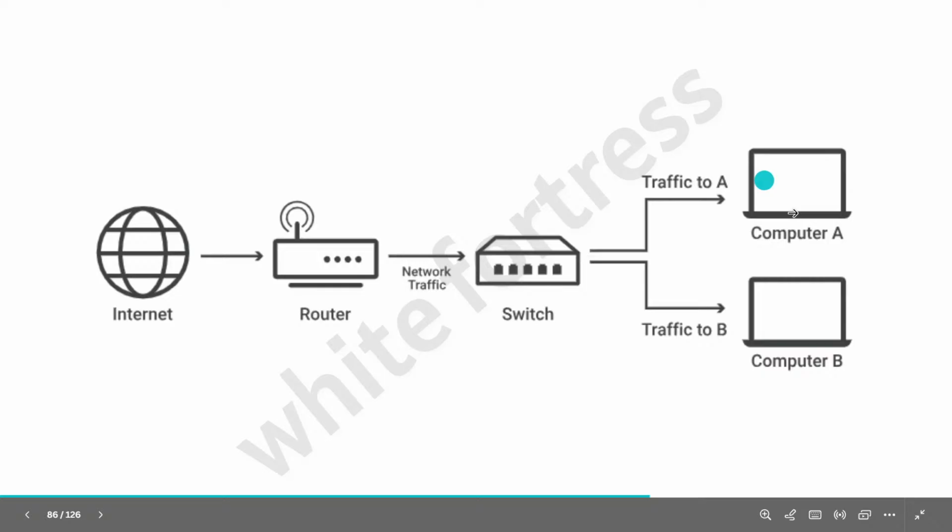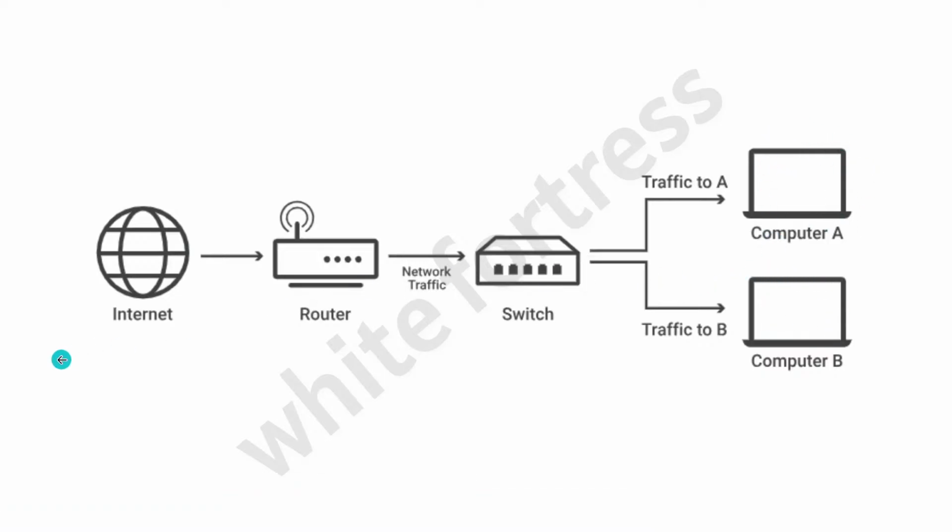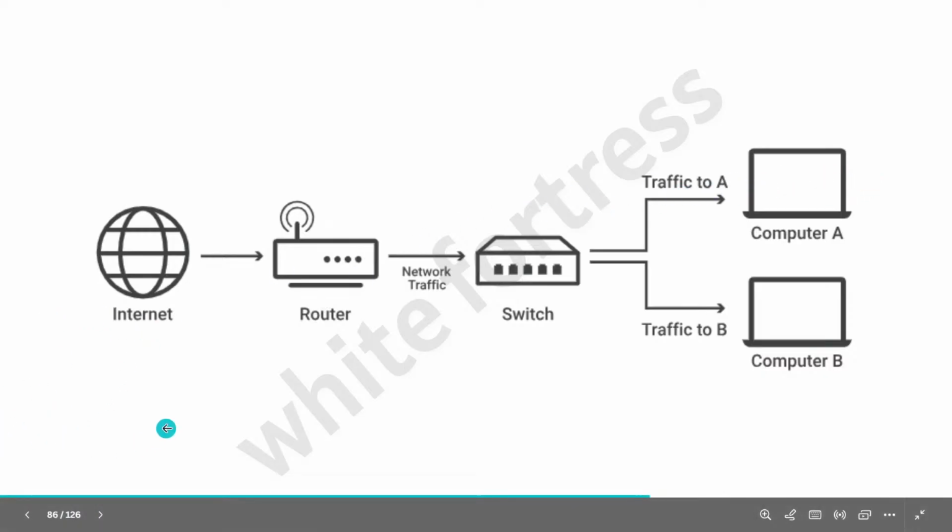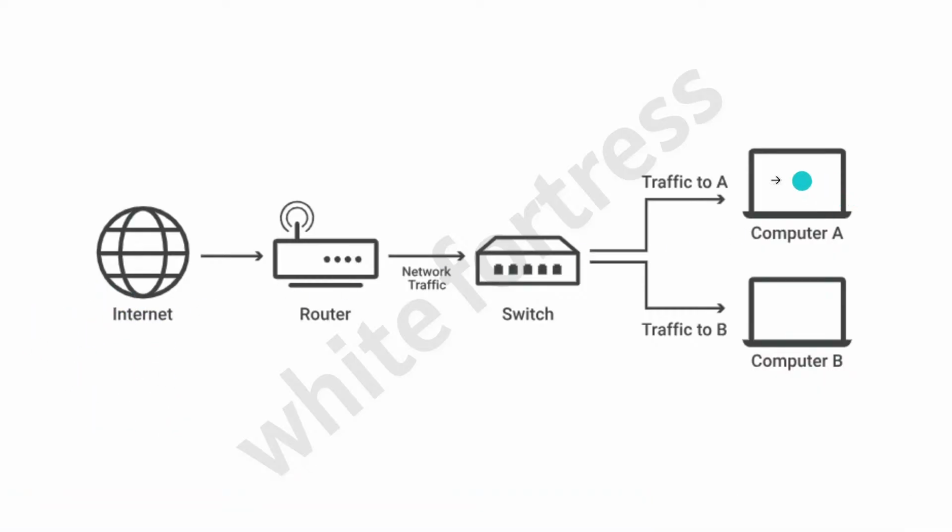Computer A wants to send data to some device C on the internet. What will happen? Computer A will send the data directly to the router, because it does not know who else to send the data to. It just knows that there is some device C, some XYZ device, on the internet. So computer A will just send the data to the router, saying: send the packets to that device. Okay, so what will the router do?